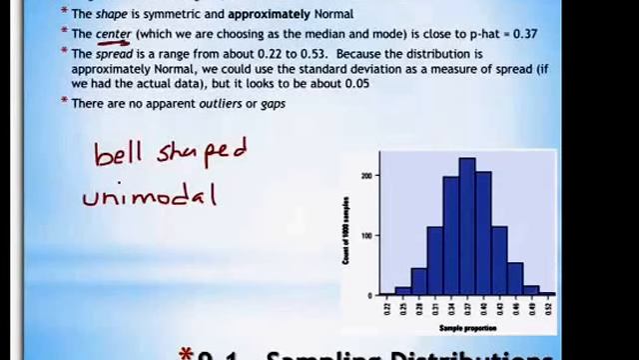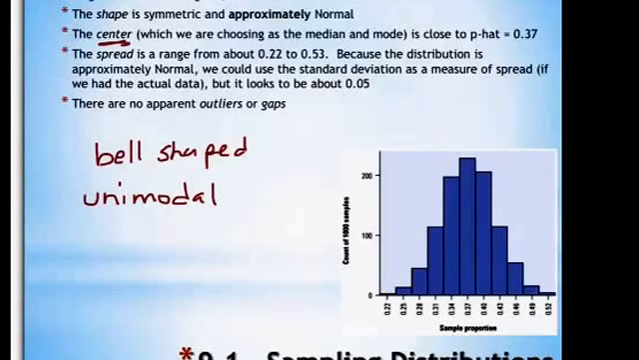The center describes the middle, which we're choosing as the median or mode, is close to p hat for this sample, because we can't really tell what the mean is exactly since we don't have the data, but the histogram appears that the median or mode is around 37%. The spread is the range, which is about 22, the lowest number is 22% up to 53%. Because the distribution is approximately normal, we could use the standard deviation as a measure of spread if we had the actual data, but it looks to be about 0.05. And then there are no apparent outliers or gaps.